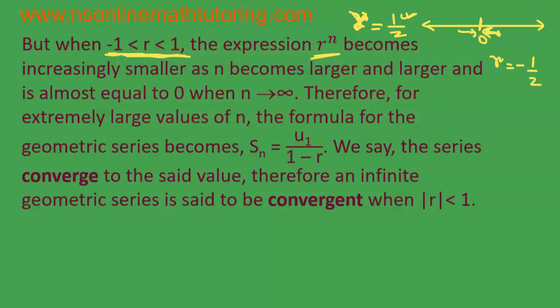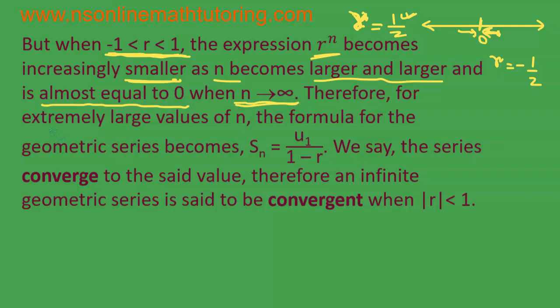When the r value is lying between negative 1 and positive 1, the expression r to the power of n becomes increasingly smaller as n becomes larger and larger, and is almost equal to 0. It is not that the answer is equal to 0. They are not giving us a 0 answer, but it is either a very small positive number or an extremely small negative number as n is increasing, as n is approaching positive infinity.